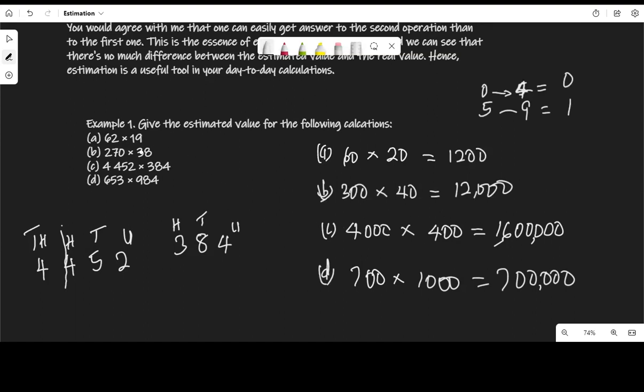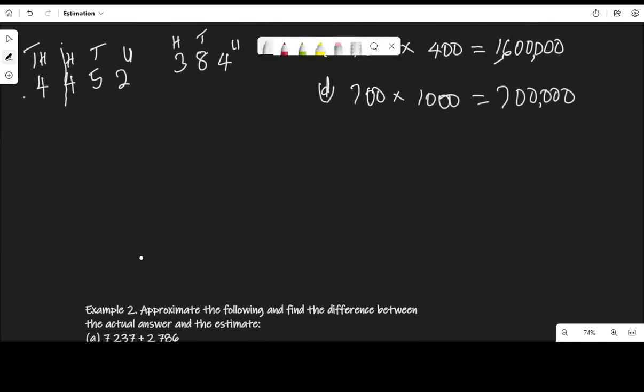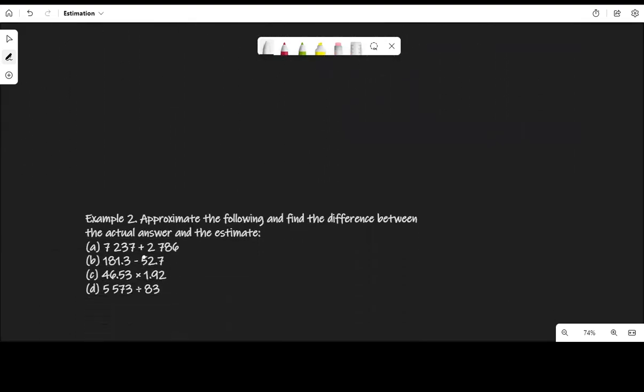Now, if you have a calculating device with you, you can find the actual value. You will discover that the difference between the estimated value and the actual value will not be much. So estimation helps us to do calculation quickly, even though the answer will not be the actual answer. Okay, so that is that. Let's move on to the next example.